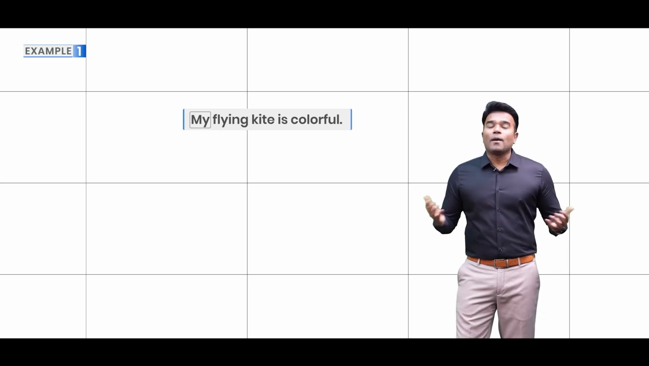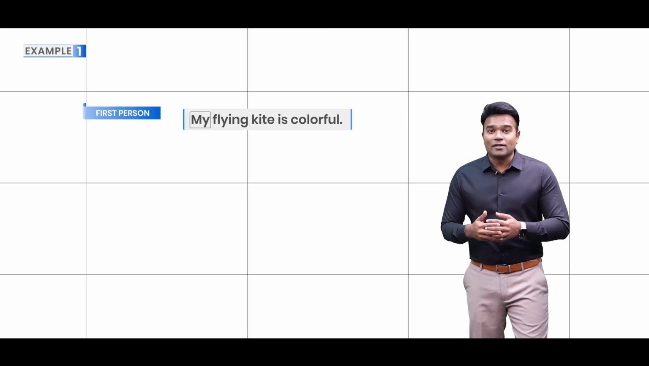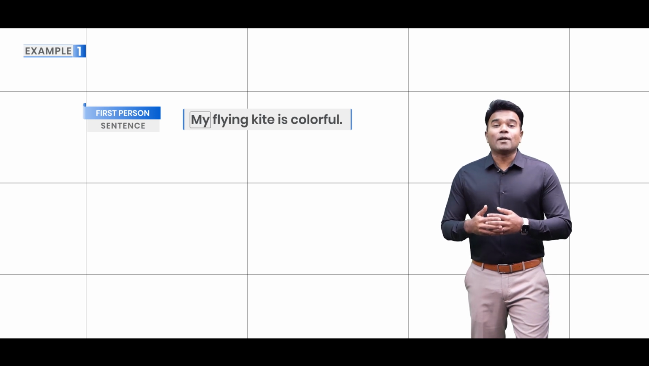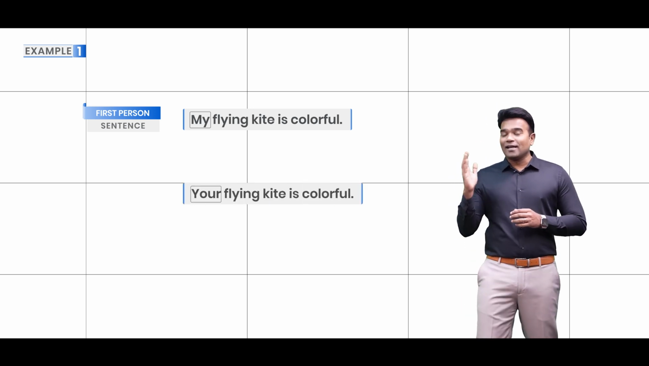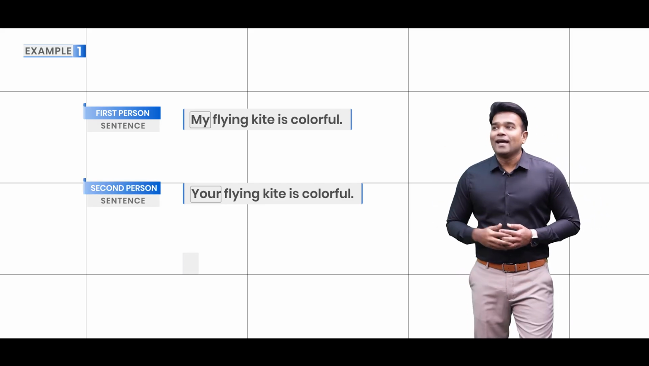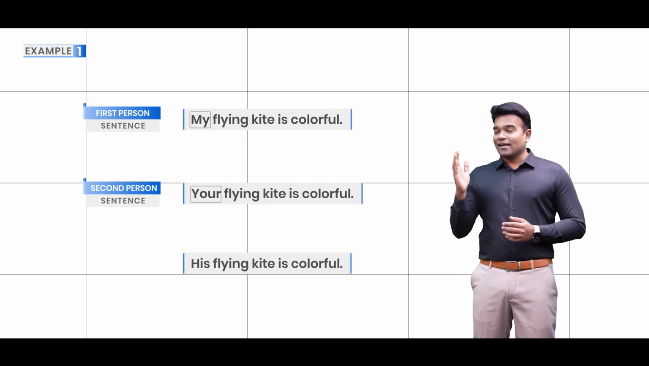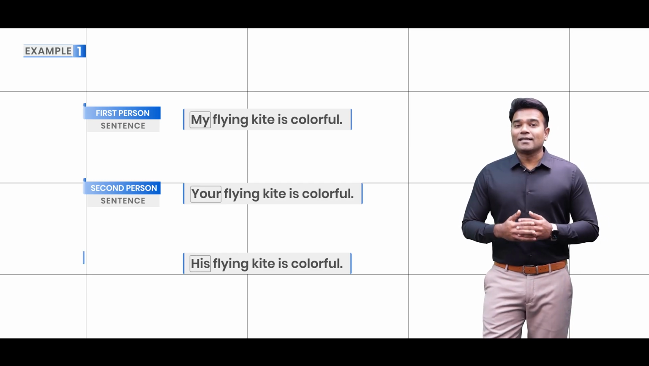Not just that, have a look at this sentence. Here, the word my indicates that the sentence is in the first person. And then have a look at this sentence. Here, the word your indicates that the sentence is in the second person. And have a look at this. Here, the word his indicates that the sentence is in the third person.